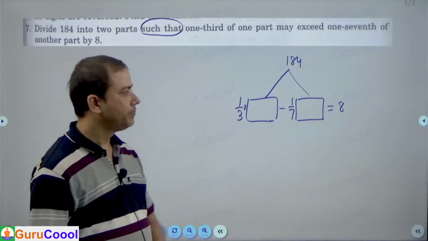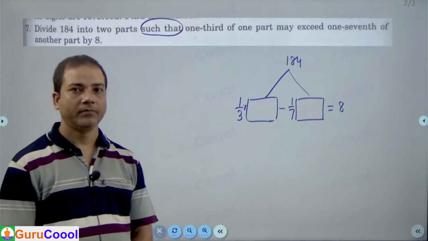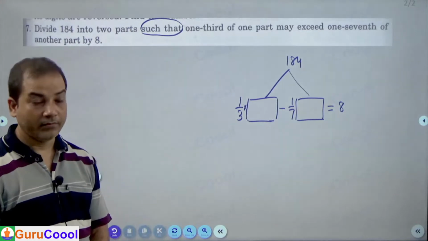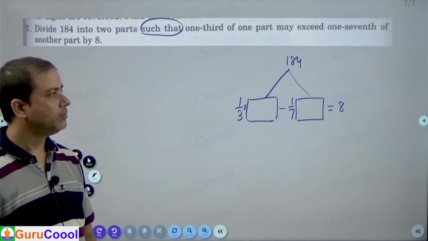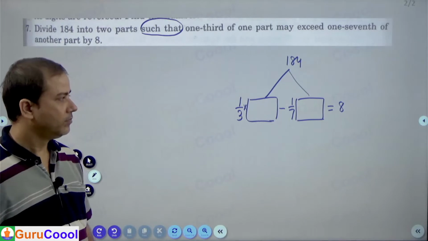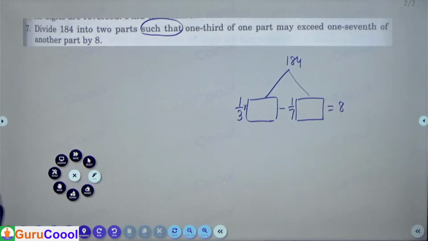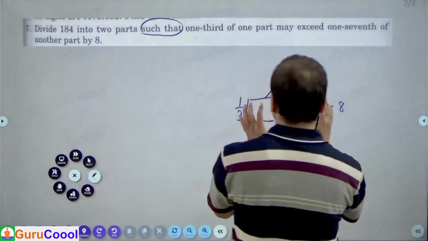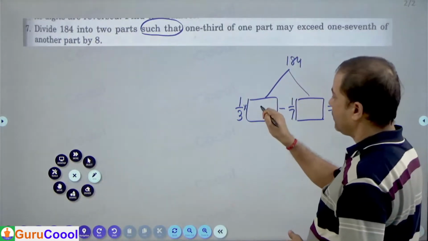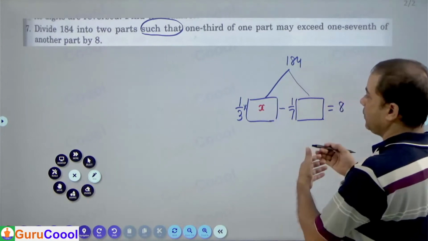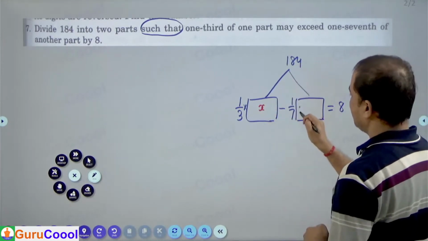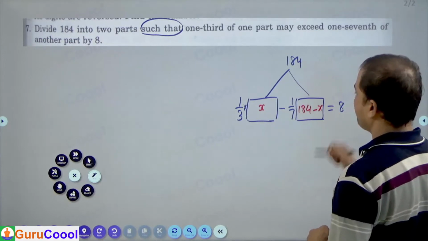Any idea? Sir, I have set up an equation. What are the two parts? Sir, the first one is X and the second one is 184 minus X. Yes, that's correct, because the sum is 184. If one of them is X, then the other one should be total minus first: 184 minus X. So simple.